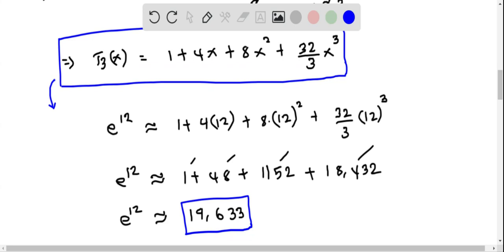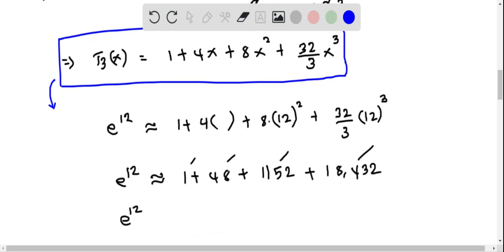I'm sorry. I just figured out that we have to replace x by 3 instead of 12. So this answer, we may have to relook into this. It's not correct. So let me just remove this, because we are finding e to the power 12, and this means 4x equals 12. So therefore x equals 3. So we have to replace x by 3. So let me do that. So this has to be replaced by 3.